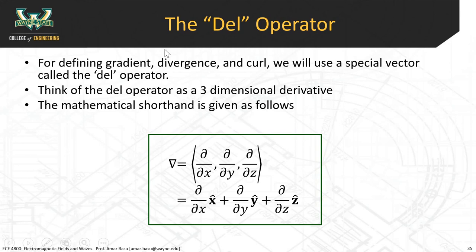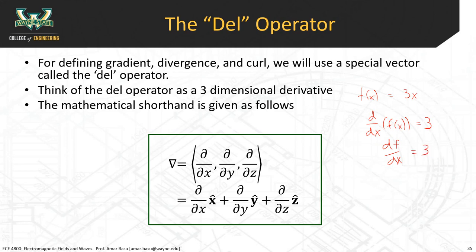You can think about the del operator as a three-dimensional derivative. You know how we have this notation, if you have a function f of x, let's say f of x equals 3x. Let's keep it simple. And we had this derivative notation, so we say d dx of f of x, and the derivative of this function is just 3. That was one notation that we use. We sometimes use the notation df dx, where the derivative of that function is equal to 3.